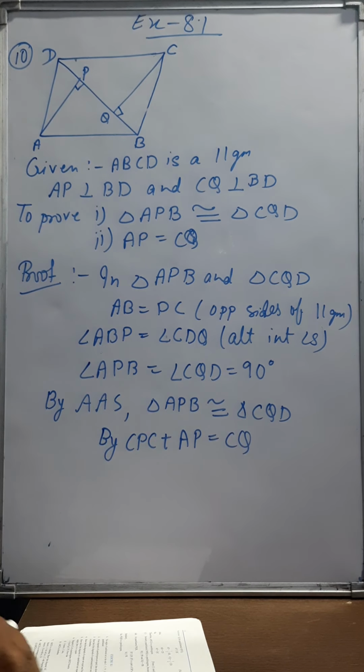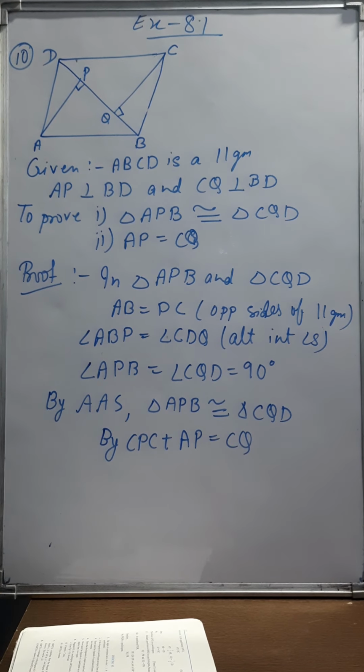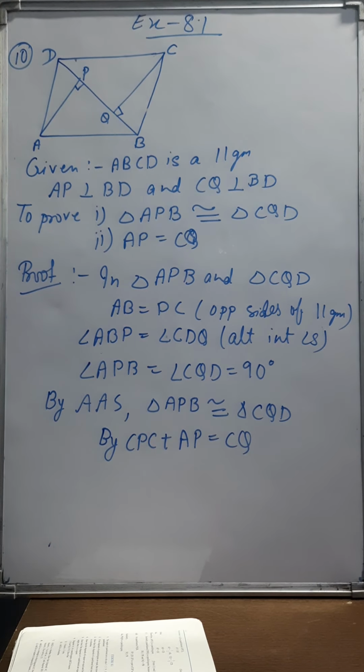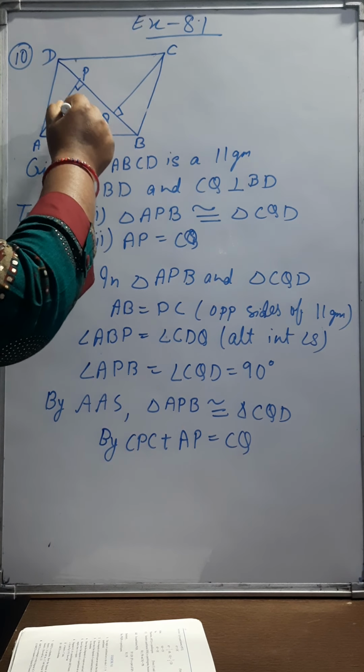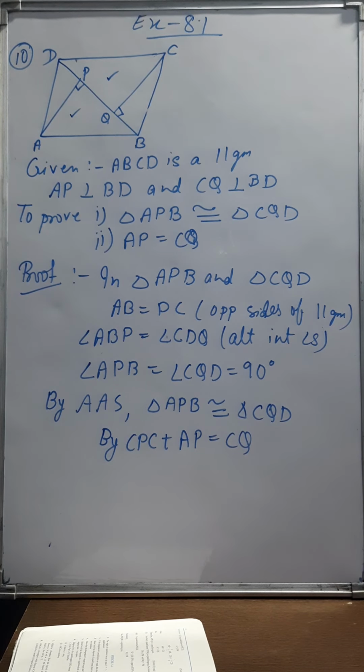Question number 10 says ABCD is a parallelogram and AP and CQ are perpendiculars from vertices A and C on diagonal BD. You can see here parallelogram ABCD is drawn, in which AP and CQ are perpendiculars drawn on BD. We have to prove that triangle APB is congruent to triangle CQD. Also we have to prove that AP is equal to CQ.